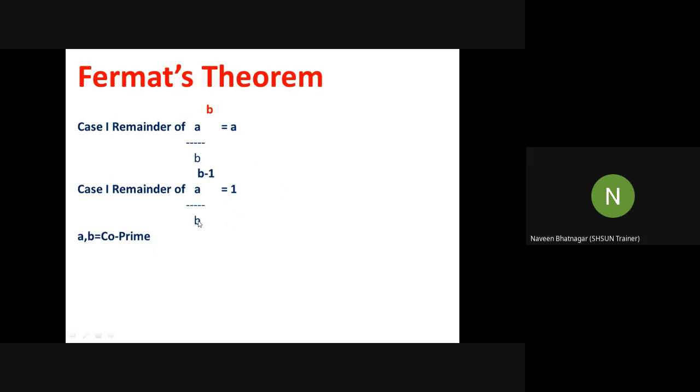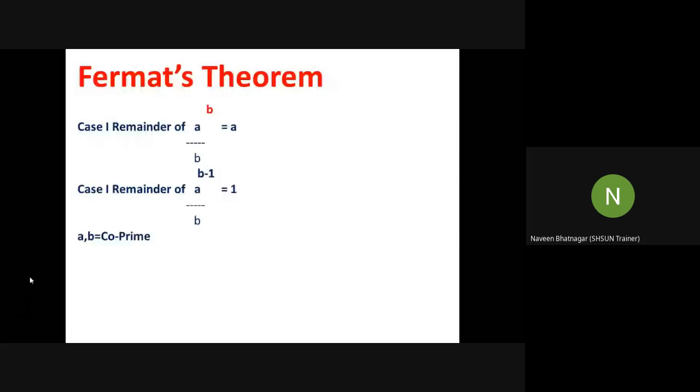Here, if you notice carefully, I am dividing by b and the power is 1 less than the number by which I am dividing. Like this question: find the remainder of 32 raised to power 42 divided by 43. So this power is 1 less than 43. So the answer will be directly 1. Here a and b are co-prime. This is the only thing you have to keep in mind in Fermat's theorem.